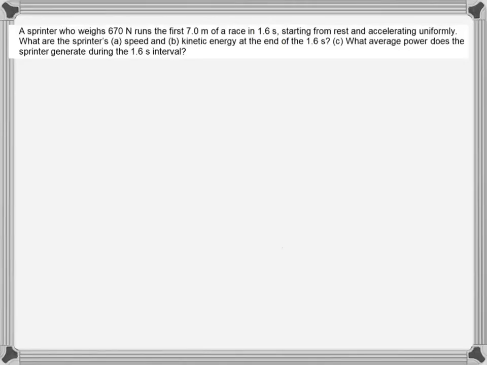Okay, so the sprinter's weight is given, and it says that he or she runs the first 7 meters of a race in 1.6 seconds, and starts from rest, and the acceleration is uniform. So we need to find the speed at the end of 1.6 seconds. So what we can do, we can use this equation.